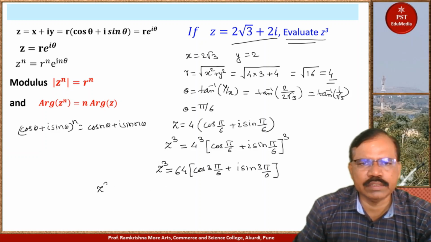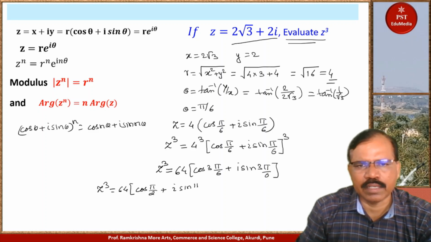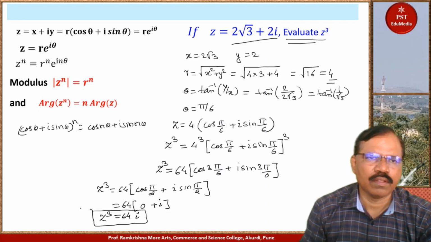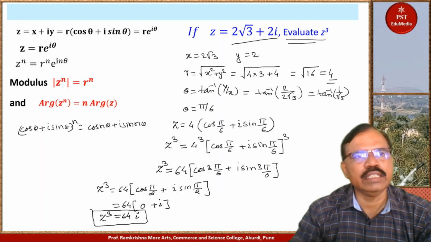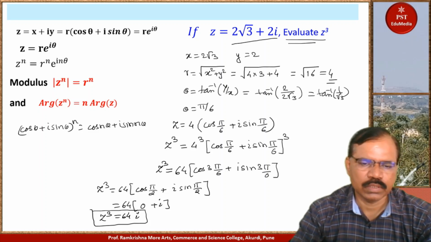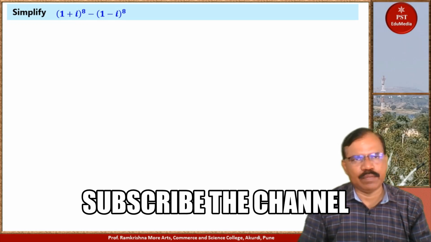So z cube is equal to 64 in bracket cos pi by 2 plus i sin pi by 2. Now we know cos pi by 2 is 0, sin pi by 2 is 1. So we get here 64i. This is z cube. z cube is 64i. So this is obtained using De Moivre's theorem. Now let us go to next example.